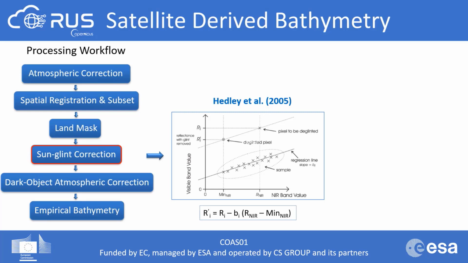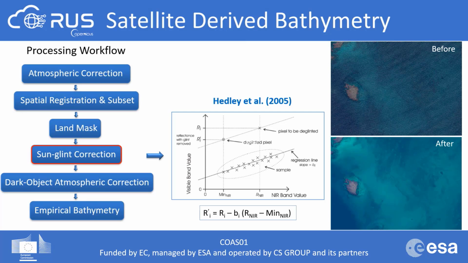Ri is the reflectance from visible band i, Bi is the regression slope, Rnir is the near-infrared band value, and MinNIR is the minimum near-infrared value of the sample. Don't worry, we will get the values for all these parameters from the analysis we will make. On the right part of the slide now, you can see how the area looks before and after we have applied the sun glint correction.